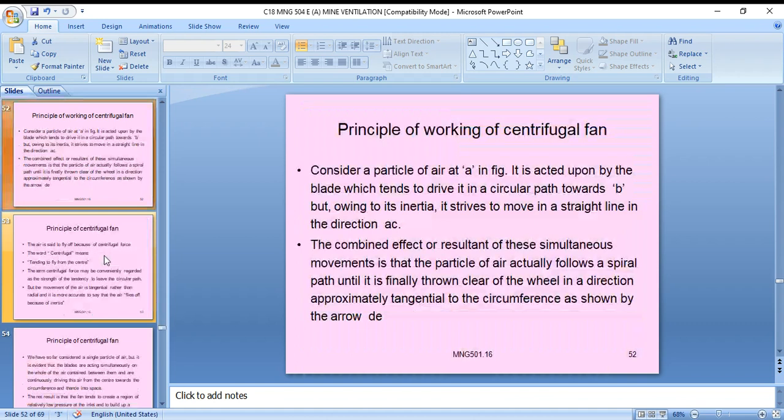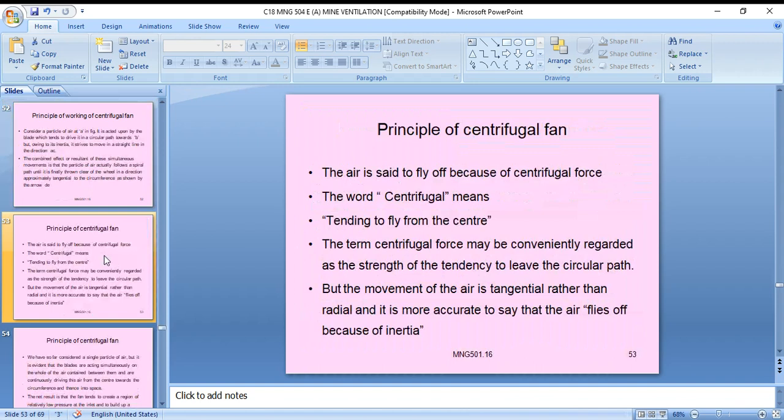Principles of working of the centrifugal fan, once again in some other expression: the air is said to fly off because of centrifugal force. The word centrifugal means tending to fly from the center. So the term centrifugal force may be conveniently used as the strength of the tendency to leave the circular path. But the movement of the air is tangential rather than radial, and it is more accurate to say that the air flies off because of inertia.